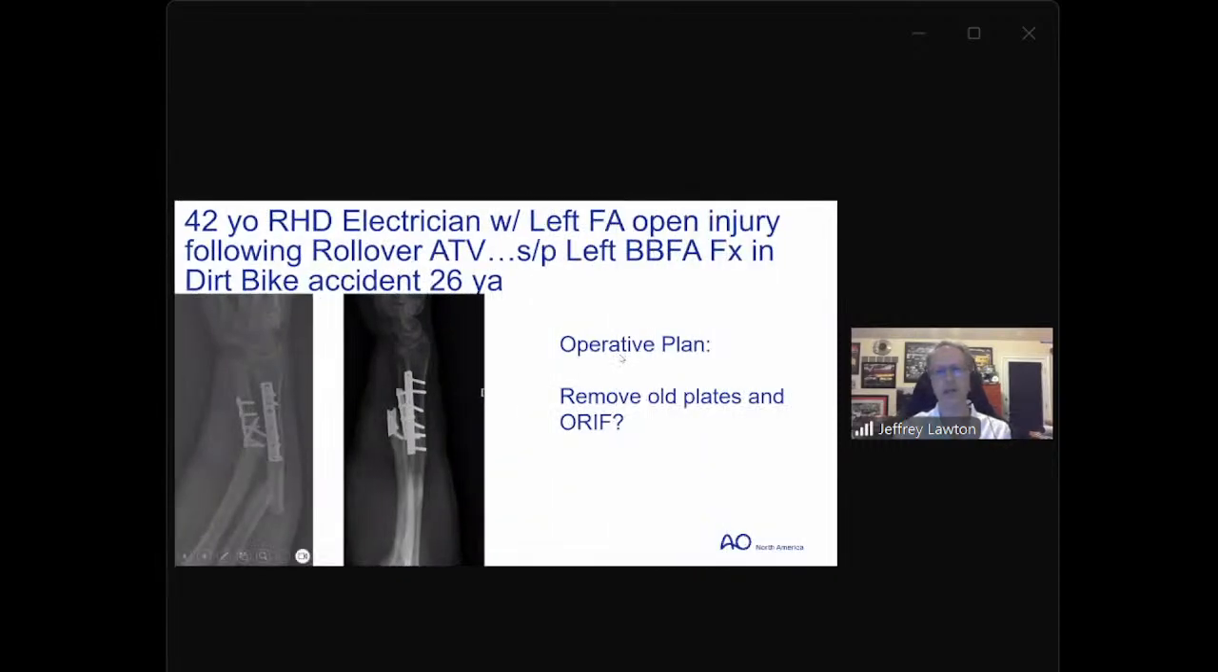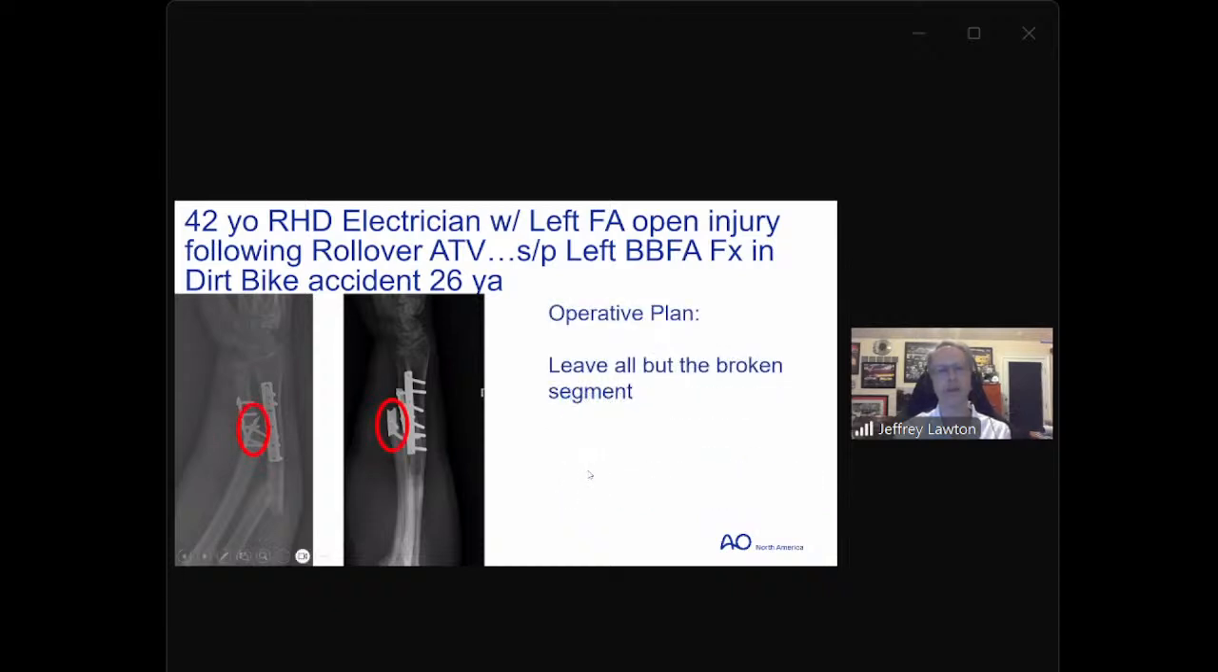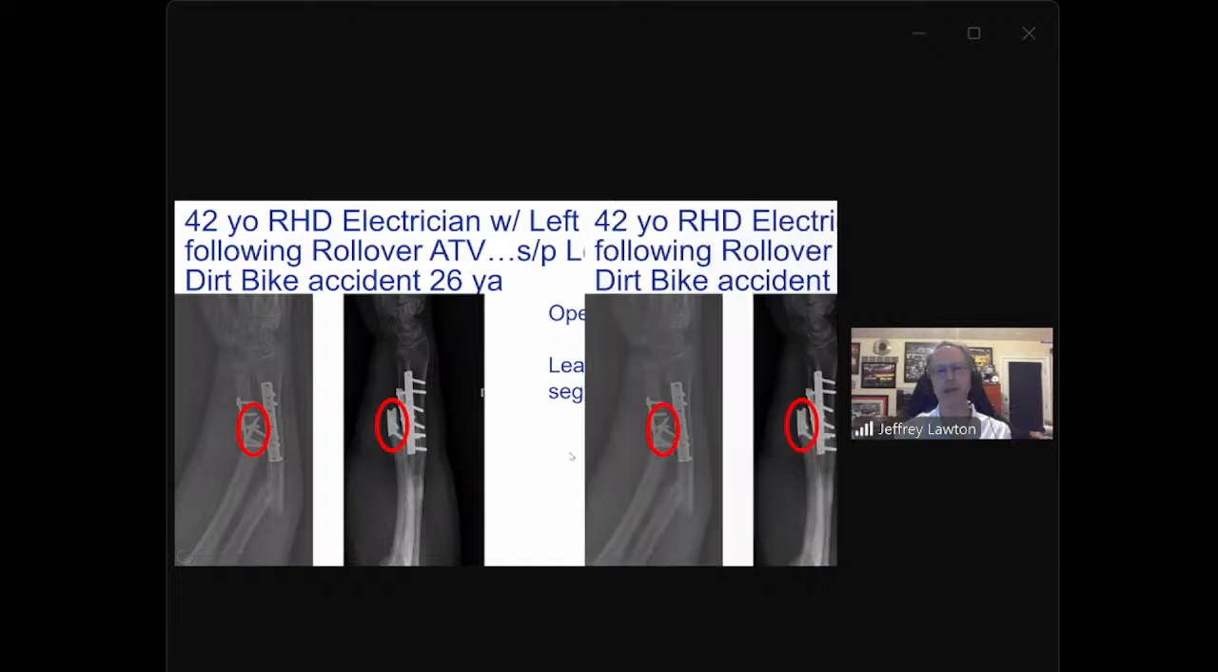So like Nikki showed in her case, you could certainly go through and remove those old plates and then do an ORIF with longer fixation, in this case in the radius and the ulna. But remember, those plates have been there for 25 plus years, since he was 15 or 16. And if any of you have taken care of little kids with plates left in, remember that little kids heal and incarcerate their plates. So my operative plan was actually to leave most of the hardware in place, just take out the broken segment.